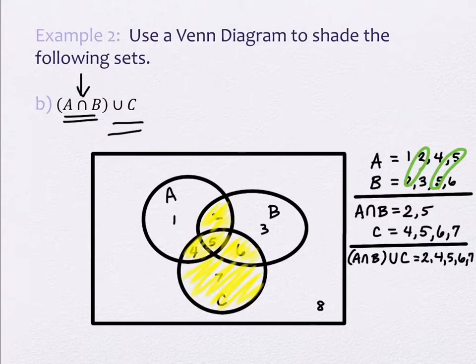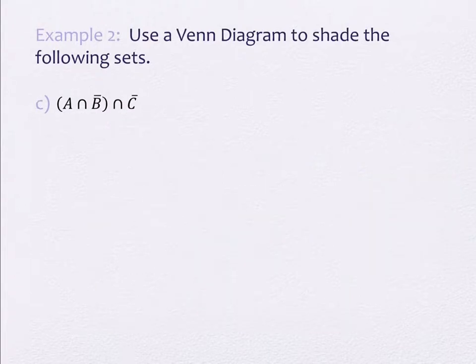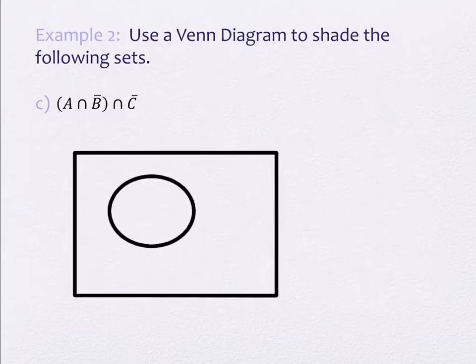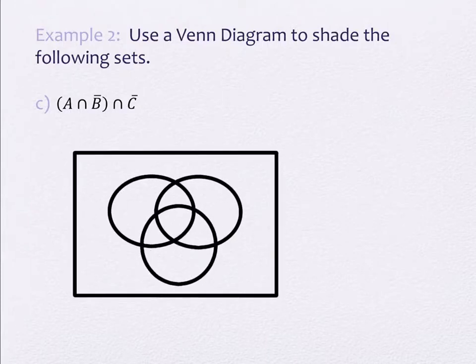All right, I think we have one more. And such an example it is, with complements in addition to what we had before. So start with the same diagram we had to begin with, a rectangle with 3 circles, labeled A, B, and C.